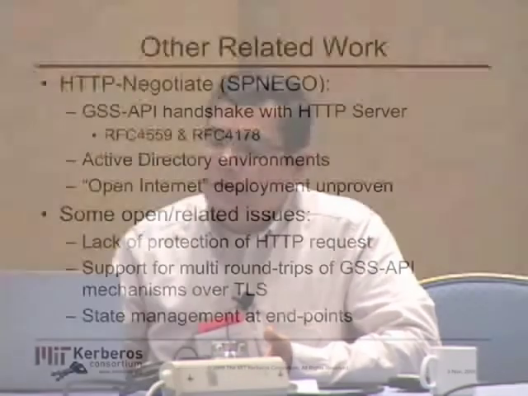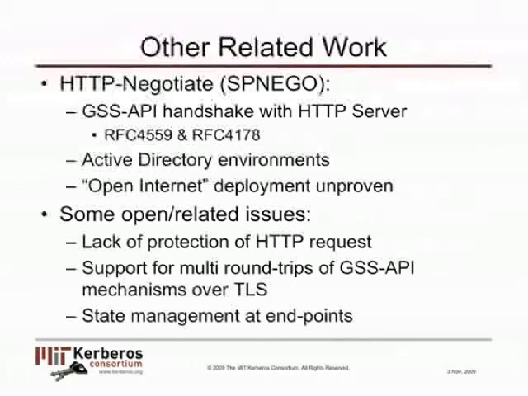So other related work: HTTP Negotiate, SPNEGO. There are some issues there. There's a lack of protection of the HTTP request. One of the problems with Negotiate is that it needs to be able to support multi-round trips of the GSS-API mechanism, in this case Kerberos. And the more difficult one is state management and endpoints. At the moment, there is no way to do that, right? There are a couple of drafts in the IETF now. One suggestion is to do state management at the HTTP layer. Another one is to do the state management inside GSS-API, so that when you reconnect, it knows about you. If you're interested in the drafts, they're not my drafts, they're somebody else's, but I can point you to them on the IETF website.